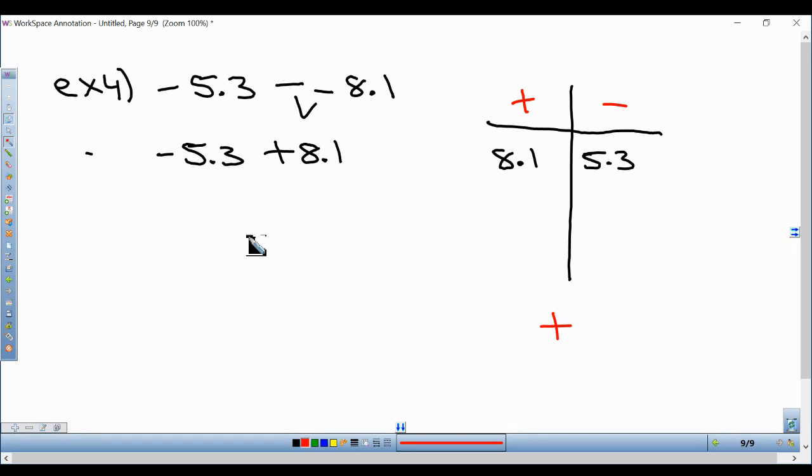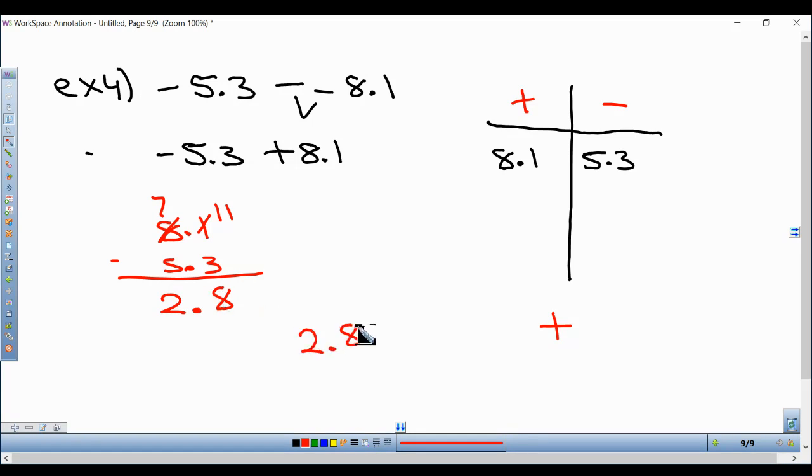How much did they win by? I want to find the difference. So I'm going to take 8.1 and subtract 5.3. Don't forget to line your decimals up. I cannot subtract 3 from 1, so I need to borrow from the 8, which turns into a 7. This 1 is now an 11. 11 minus 3, 11, 10, 9, 8. 7 minus 5 is 2, and do not forget to bring your decimal straight down. 2.8, and 2.8 belongs on the winning team. The positives won by 2.8.